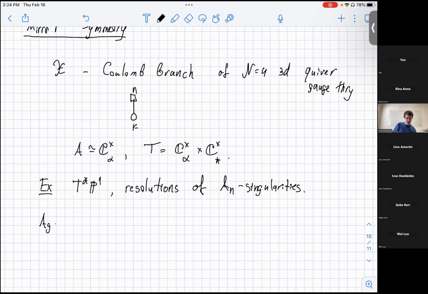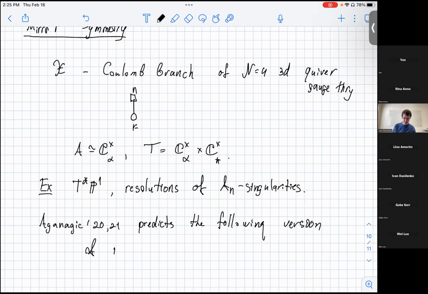And Mina Aganagic, in a pair of papers in 2021, predicts from physics the following version of mirror symmetry.